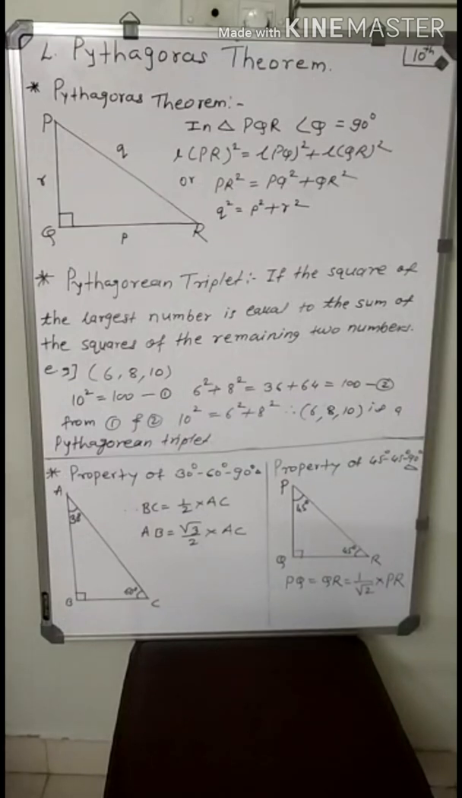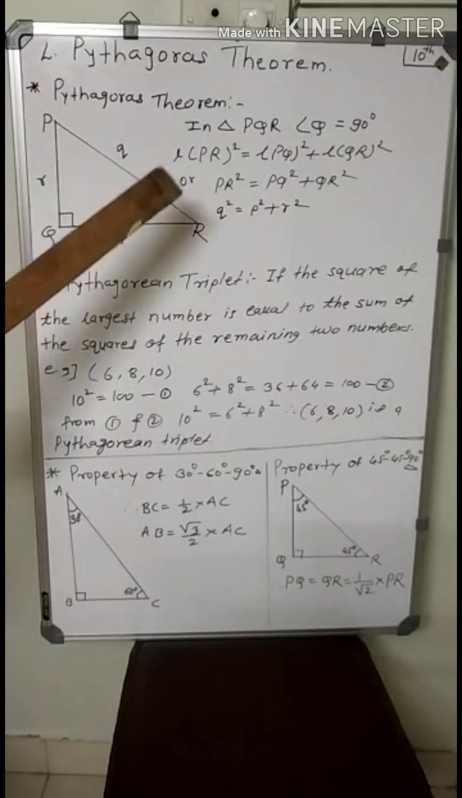You already studied it in 7th standard. So first see Pythagoras Theorem. Its proof we will see later. But what is Pythagoras Theorem? In triangle PQR, angle Q is 90 degrees. So Pythagoras Theorem is only for a right angle triangle.